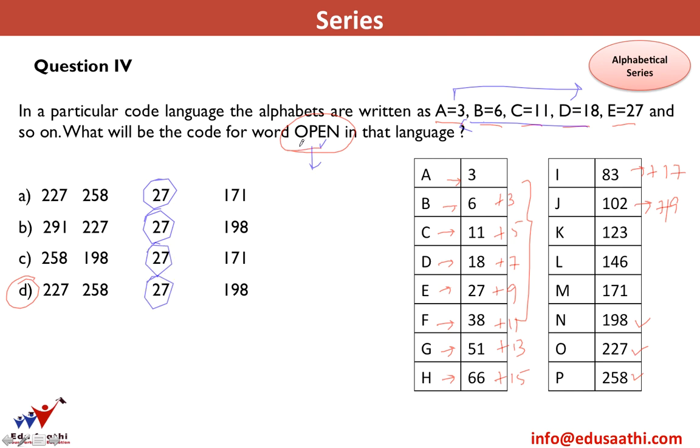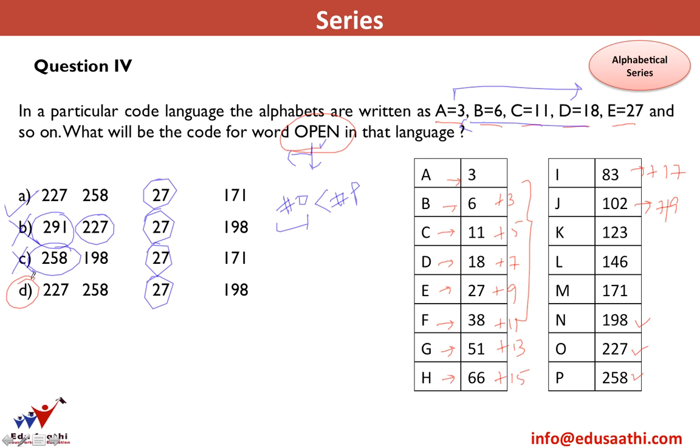The second thing I know is that O occurs before P in the alphabetical series. So the number for O, this is the representation for the number for O, has to be less than the number for P. Now I look at the answer options here. The number for O is less than the number of P. This is okay. Here the number of O is 291 and the number of P is 227. This cannot be the answer. Similarly here I have 258 and 198. This also cannot be the answer because the number for P has to be greater than the number of O.